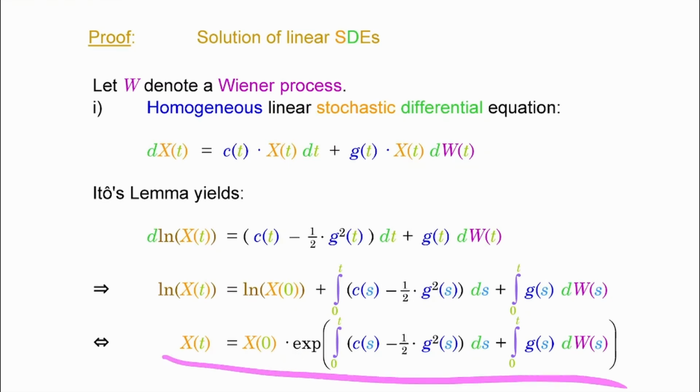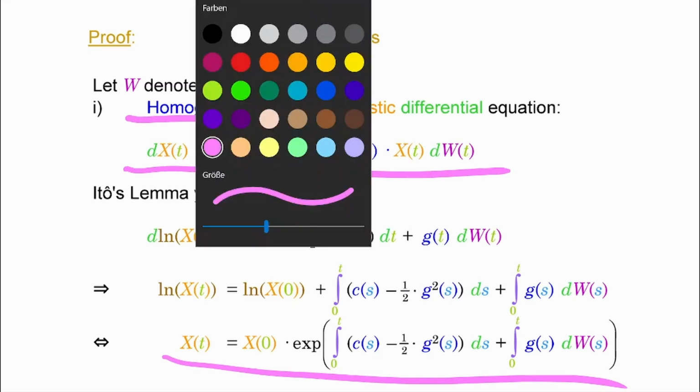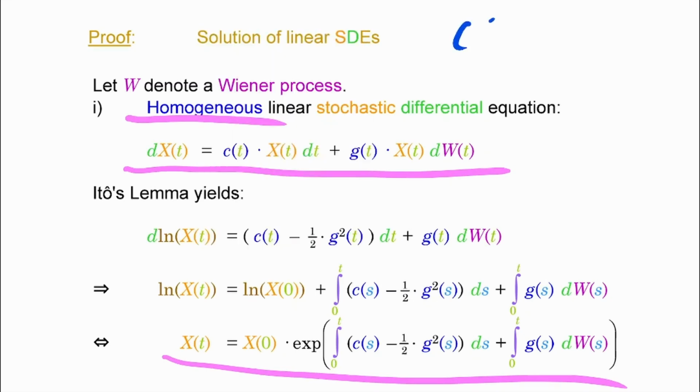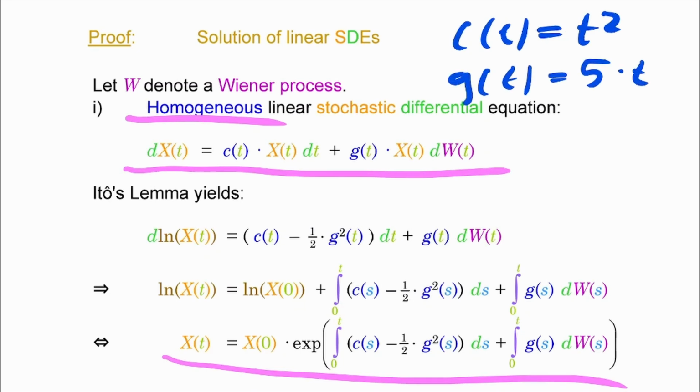As you see, this one is for the homogeneous case. Now, in the exam, guys, you would need to take that, and I would say, for example, c(t) is whatever, t squared or so, and then g would be, I don't know, 5 times t or something. And then you would need to take that and recalculate the whole thing. So I want to have the solution for that.